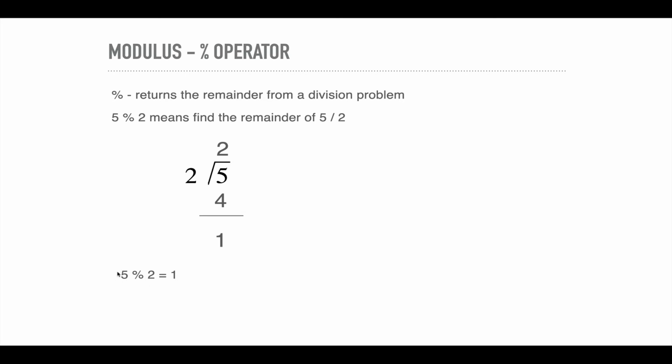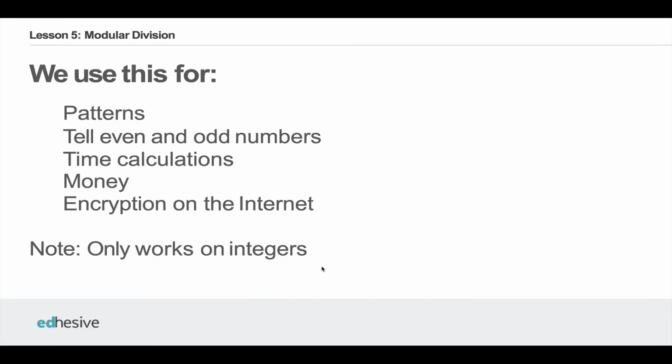And again, this is find the remainder when I divide 5 by 2. That's all it's talking about. If you do not understand this, please reach out to me and I will help you. Some common uses that you'll use it for: patterns to tell even and odd numbers, time calculations, money, and encryption on the internet. We will definitely be doing a couple of these things in class, but hey, it only works on integers. You cannot do this with a double.